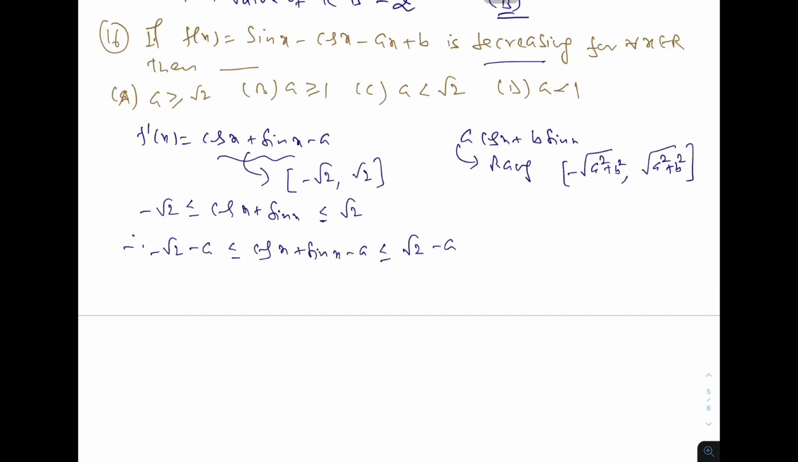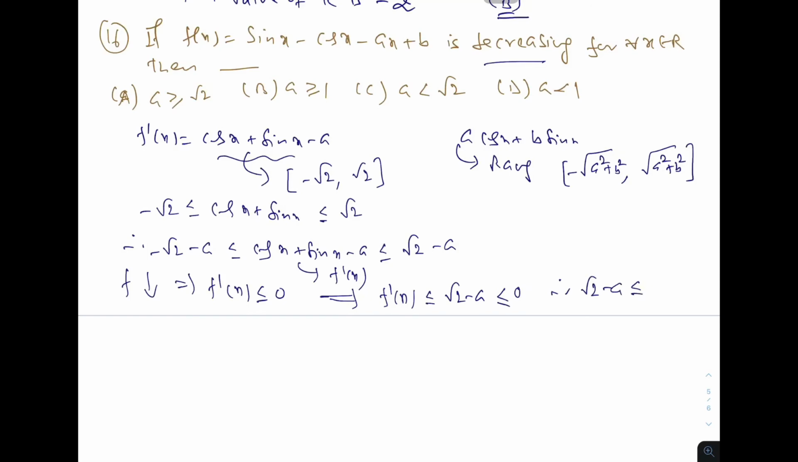Now see, f should be decreasing, this is our f dash x. So this would imply f dash x should be less than or equal to 0, or less than 0, and that would imply our f dash x is less than or equal to root 2 minus a, and that should be less than or equal to 0. So root 2 minus a less than or equal to 0, and therefore root 2 less than or equal to a, or you can have a greater than or equal to root 2. So the option is A here, a greater than or equal to root 2. Thank you.